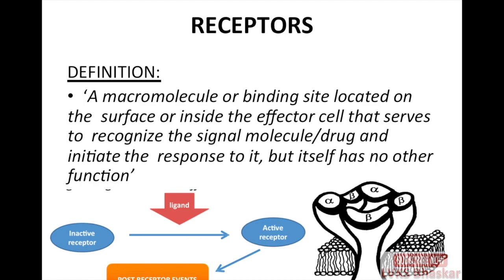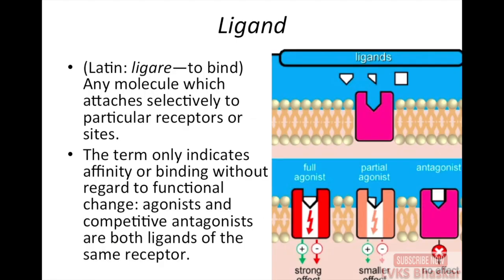So that inactive receptor will be there. Once the ligand comes and binds to that inactive receptor, that receptor will be activated, and you can see all post receptor events, the signaling cascade, in the cell effectors. So what are ligands? Ligand comes from the Latin word ligare, to bind. Any molecule which attaches selectively to a particular receptor or site is called a ligand. The term only indicates the affinity or binding without regard to the functional change.